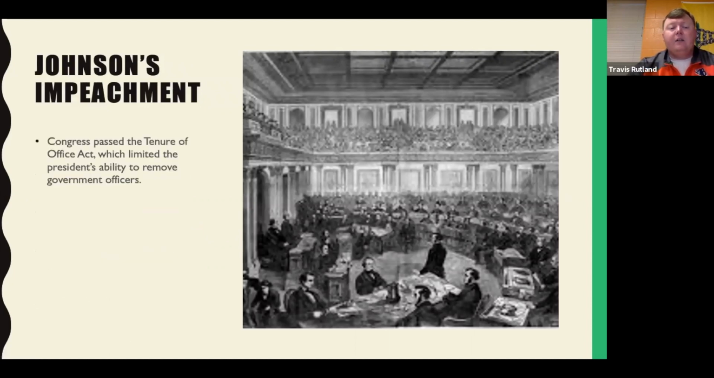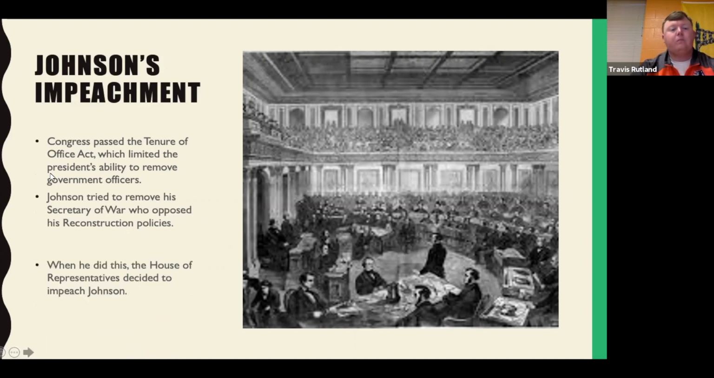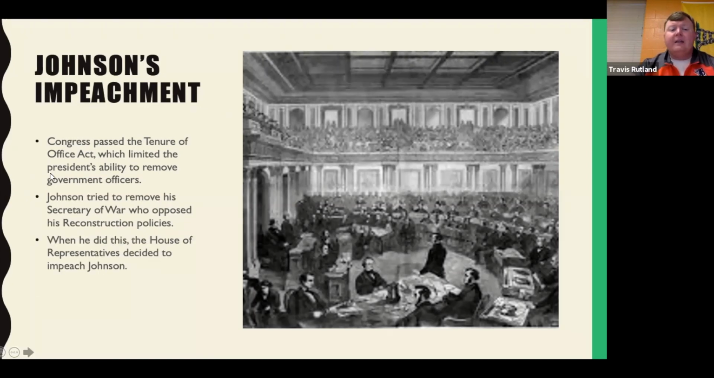Congress passed the Tenure of Office Act in those Reconstruction Acts, which limited the president's ability to remove government officers. So Johnson tries to remove his Secretary of War, who didn't like Johnson's Reconstruction policies. Well, when he did this, the House of Representatives decided to impeach Johnson, said that he broke a law, the Tenure of Office Act. So President Andrew Johnson is the first president to be impeached.